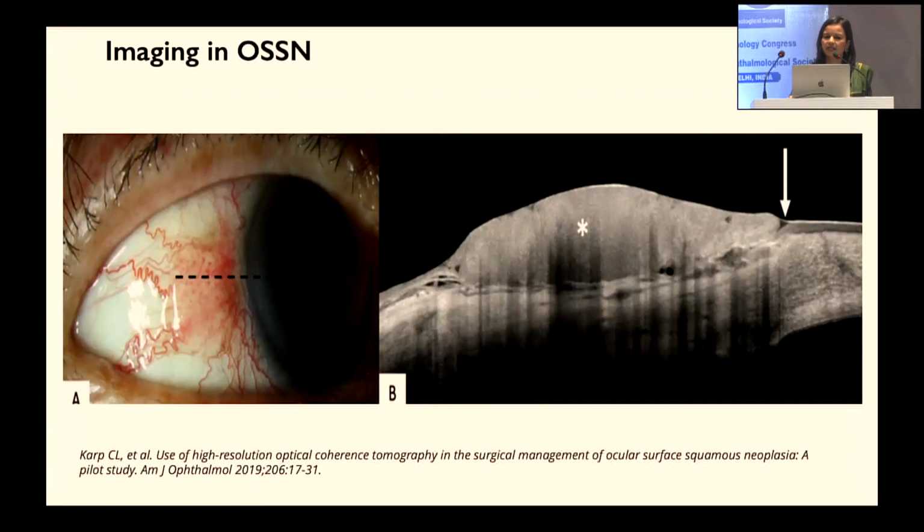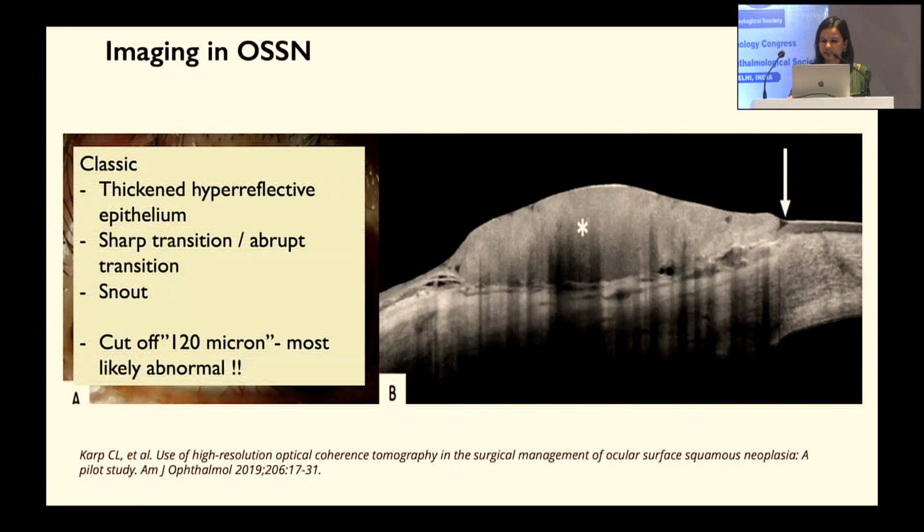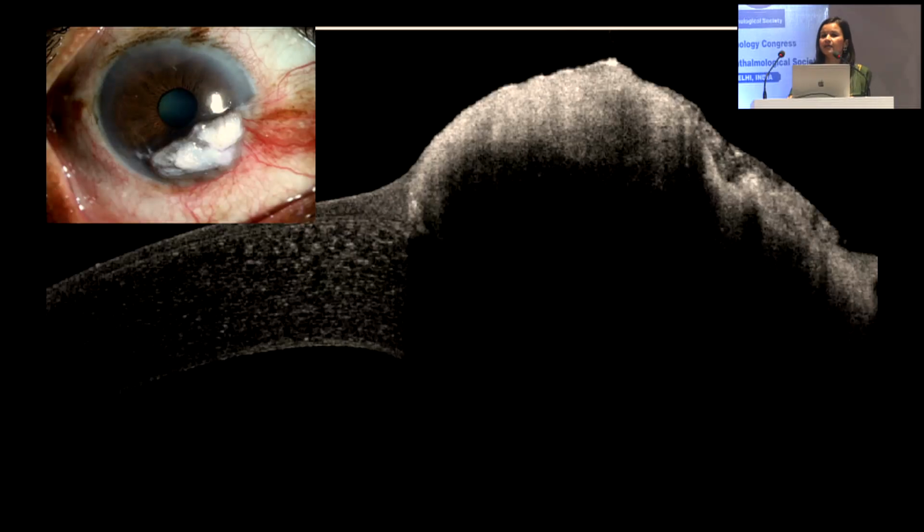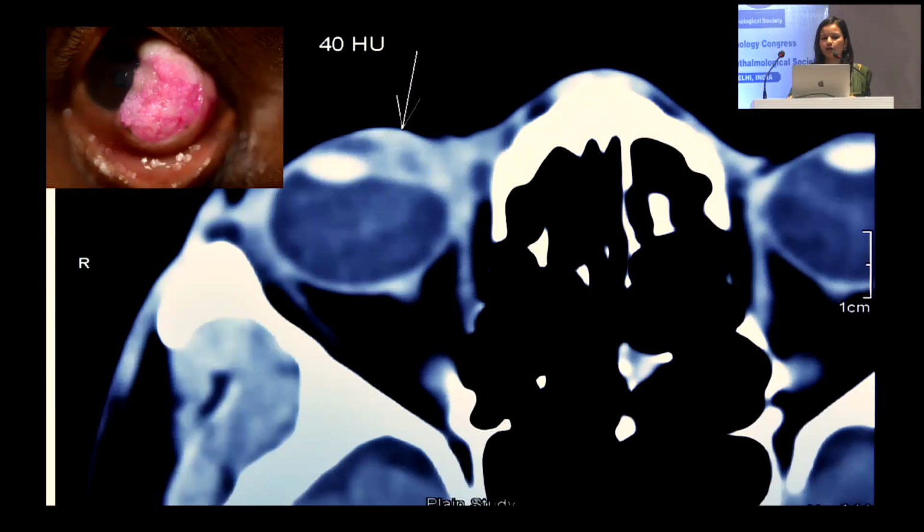Imaging in OSSN: anterior segment OCT shows a very typical thick epithelium with an abrupt transition. The cutoff is 120 micron. Anything above that is abnormal, so keep that in mind. Too much keratin might give back scattering, so the lesion and the depth might not be seen in such cases. Of course, a very extensive lesion might require further imaging like a CT scan, which shows how much intraocular spread or orbital spread it has.